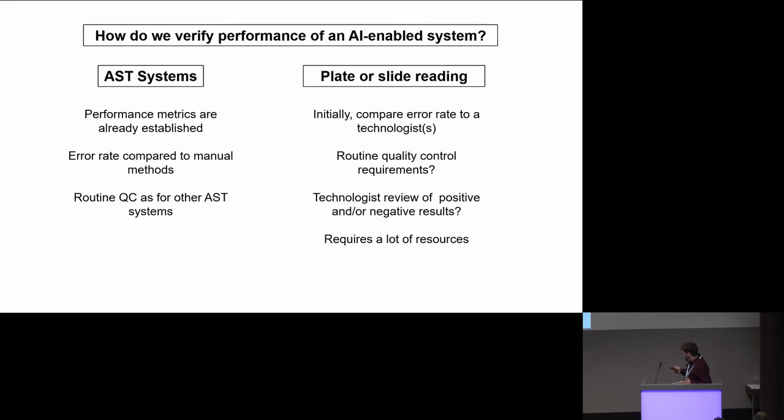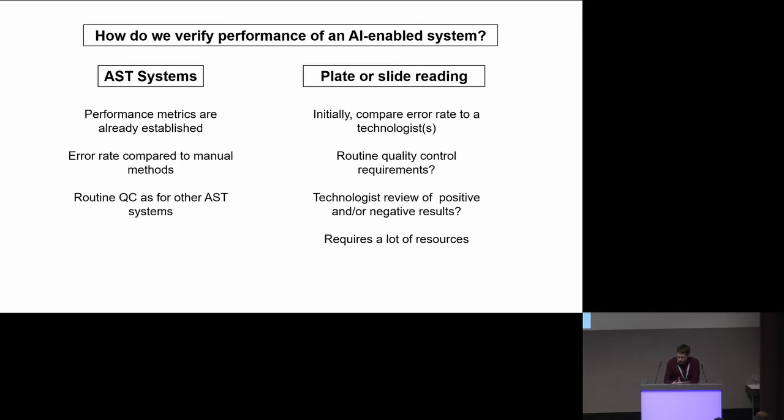But for plate or slide reading, we have to start comparing the error rate to a technologist, think about what our routine quality control and quality assurance requirements are, and when we have technologist review of positive and negative results. My worst case scenario is what if the instrument starts, especially with adaptive algorithms, misclassifying plates and we are not reviewing them, and all of a sudden things start getting released inappropriately. So this requires a lot of resources to implement.